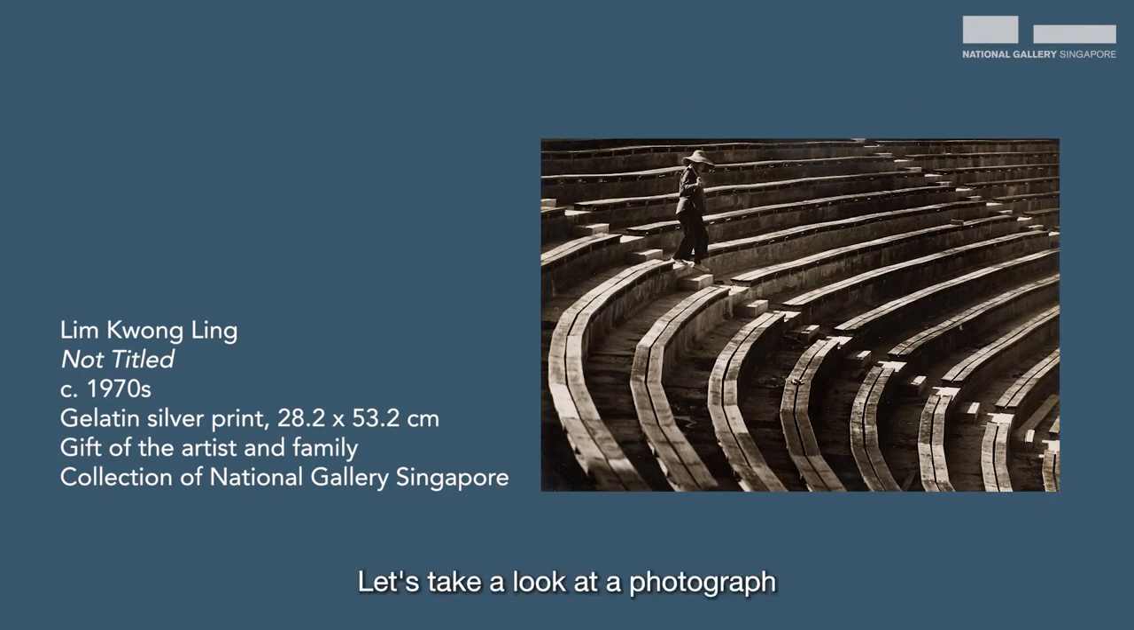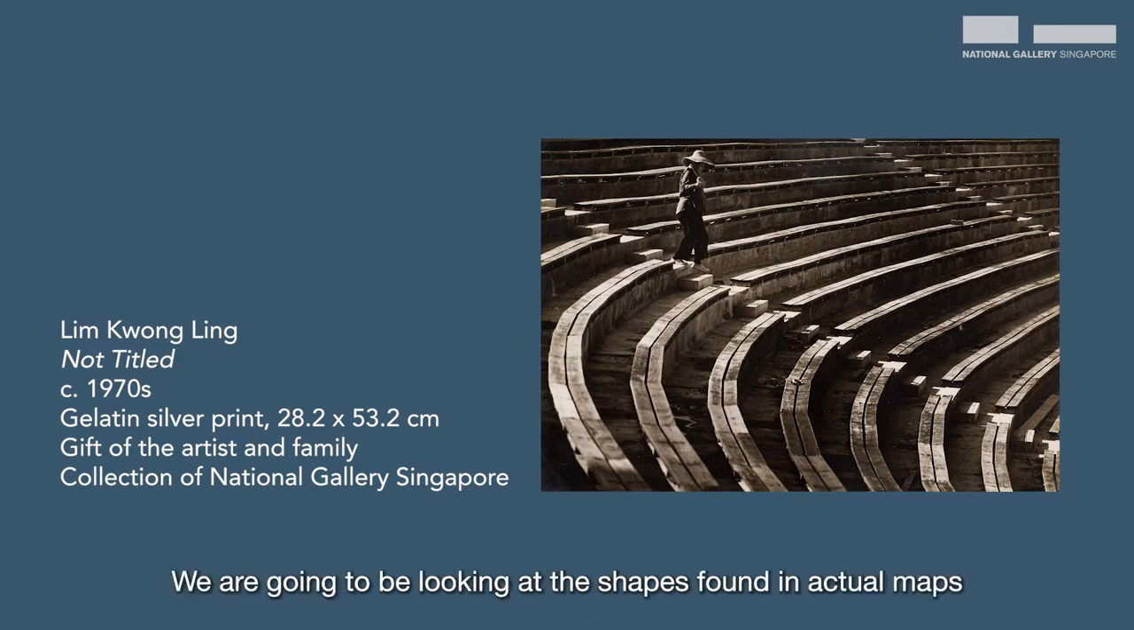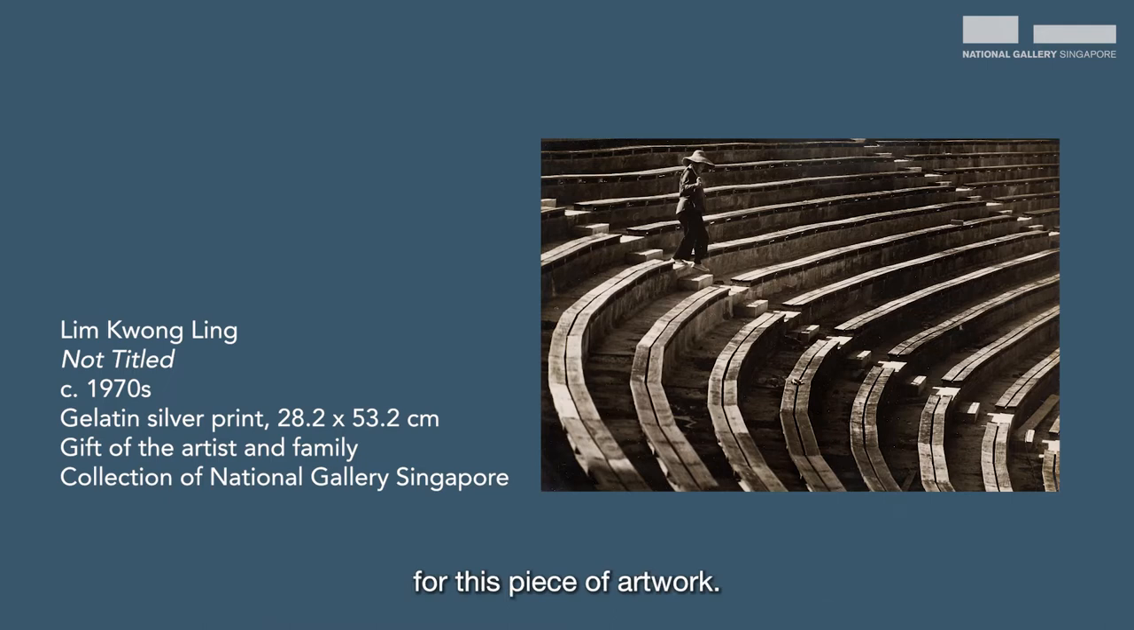Let's take a look at a photograph in the National Gallery Singapore by Lim Kwong Ling. What do you see? I can see a person walking down a path. Do you see any shapes or patterns? We are going to be looking at the shapes found in actual maps for this piece of artwork.